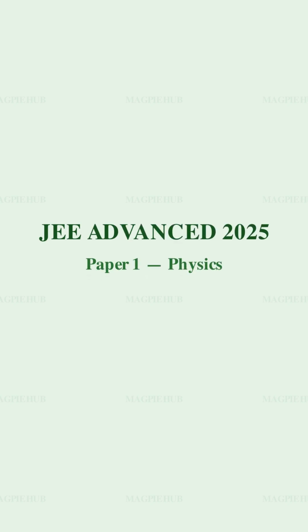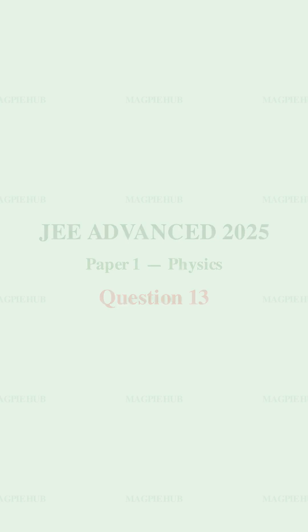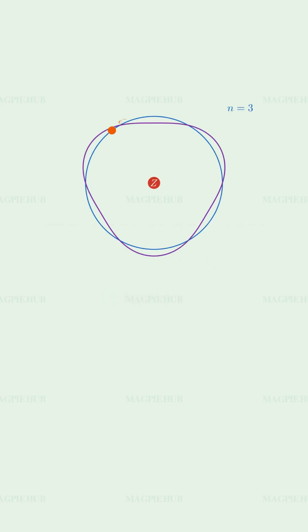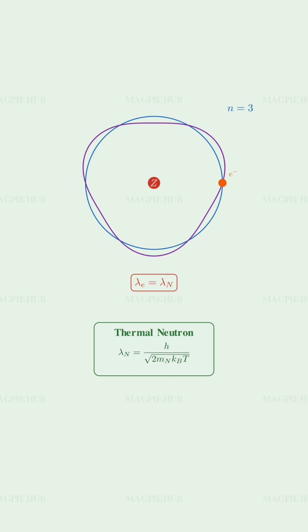JEE Advanced 2025, Paper 1, Physics, Question 13. Let us visualize the physics of this problem. We have a hydrogen-like atom with atomic number Z. An electron orbits in the n equals 3 Bohr orbit. Watch the 3 allowed standing wave loops fitting around the orbit. This is the de Broglie condition.